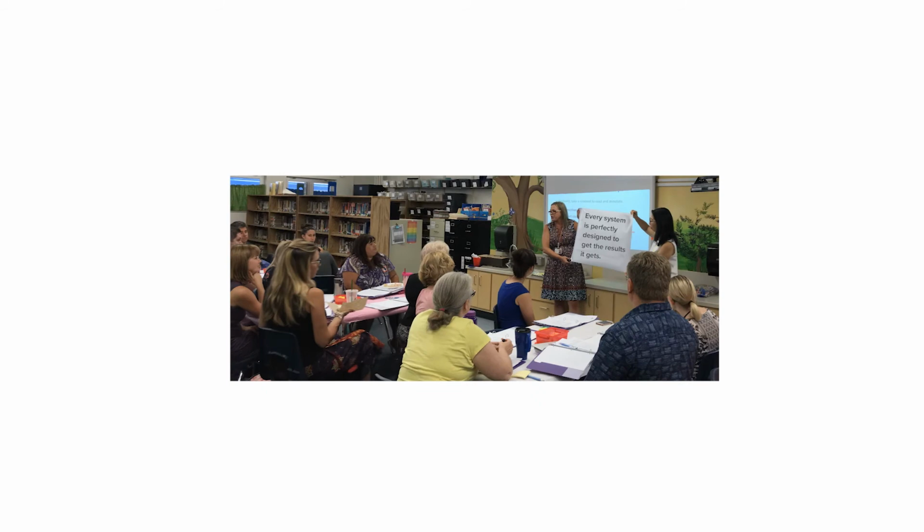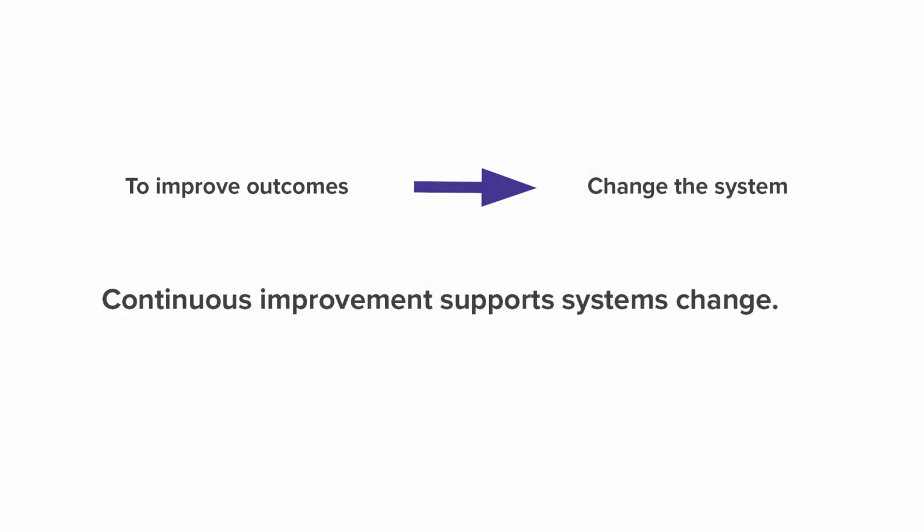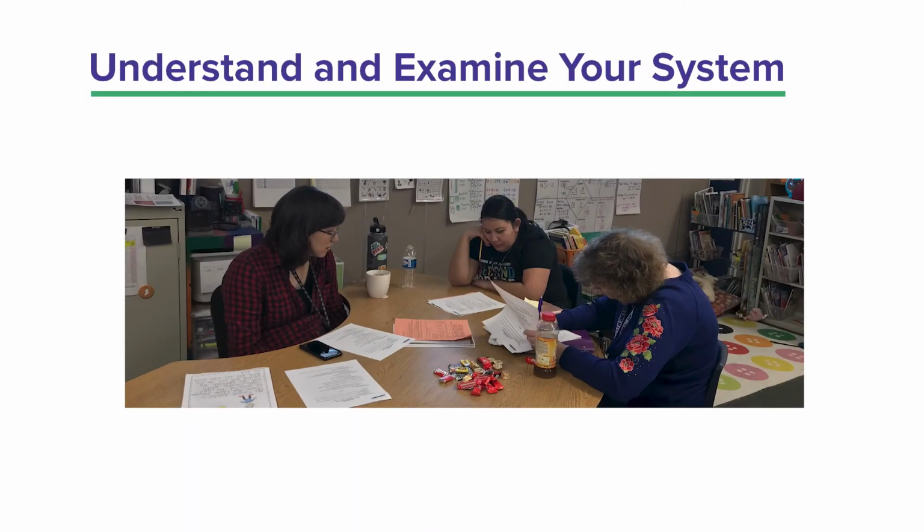One of the central principles of an improvement approach is to understand that every system is perfectly designed to get the results it gets. If we want to improve outcomes, we need to change the system. Continuous improvement is intended to support systems change. Now let's explore how to understand and examine your own system.